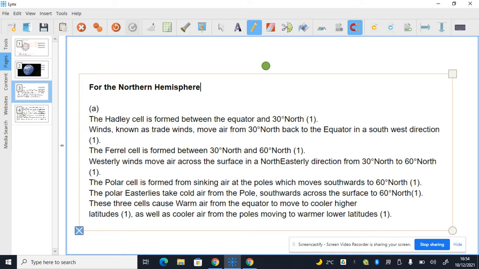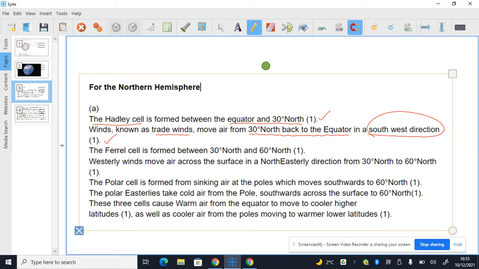So we have the Hadley cell. It's identified there in this piece of writing, and it's formed between the equator and 30 degrees north, and you notice there's 1 mark given for that. And that the winds, the surface winds, well, they're known as the trade winds. That's a kind of key idea to remember, and that they move air from 30 degrees north back to the equator. And the key bit here is in a southwesterly direction, and you get another mark for that.